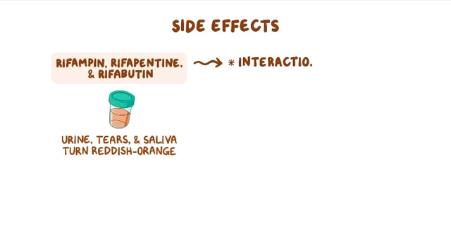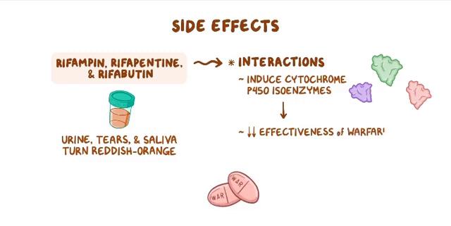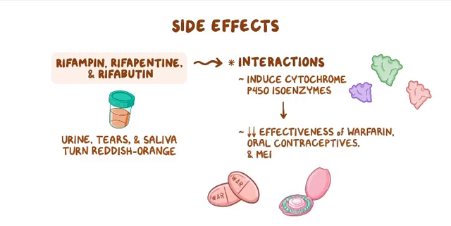As far as interactions with other medications are concerned, rifampin, rifapentine, and rifabutin are notable for their ability to induce a number of cytochrome P450 isoenzymes, meaning that by accelerating the metabolism of other medications, rifampin reduces the effectiveness of medications like warfarin, oral contraceptives, and medications used to treat HIV infection.